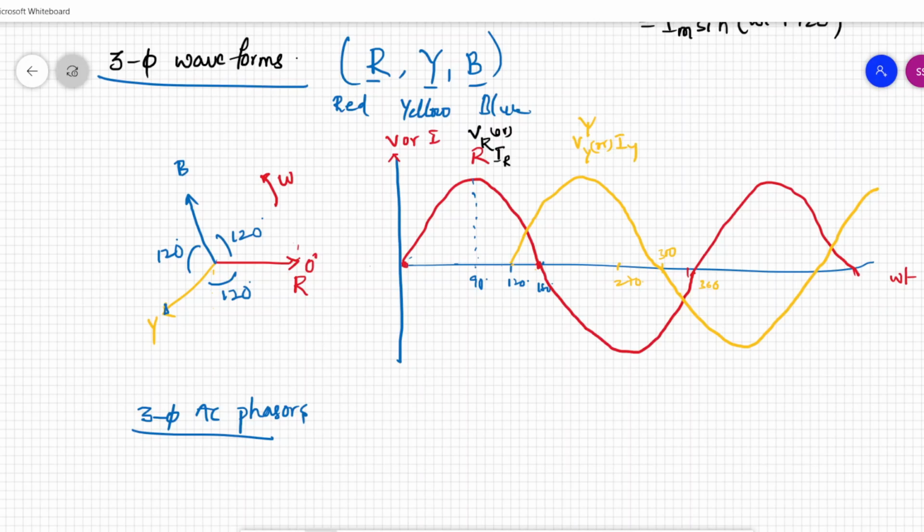Now let us draw the third phase, the B phase, which comes 120 degrees after Y phase. After 120 degrees it will be 240, that means this is 270, and this will be around 240. Now this B phase will start here and continue like this. As they proceed to infinity, at one instance this is the behavior of the phasors. These will continue like this.